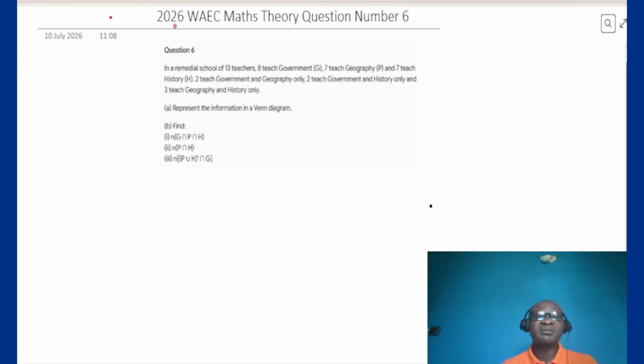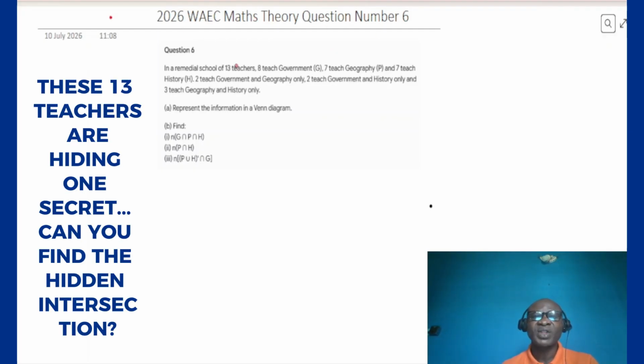Welcome viewers, WAEC Mathematics 2026, theory question number 6. This is a set/Venn diagram question, and I will call this question 13 teacher puzzle question.